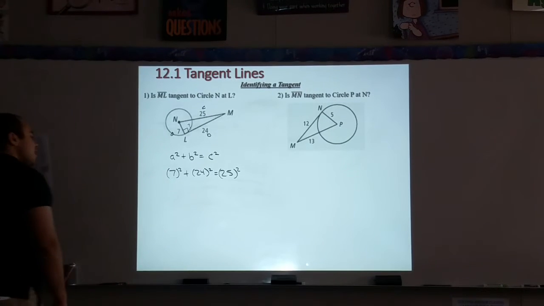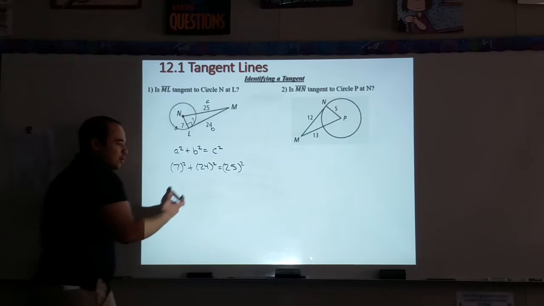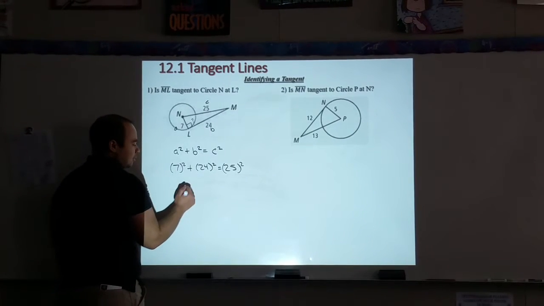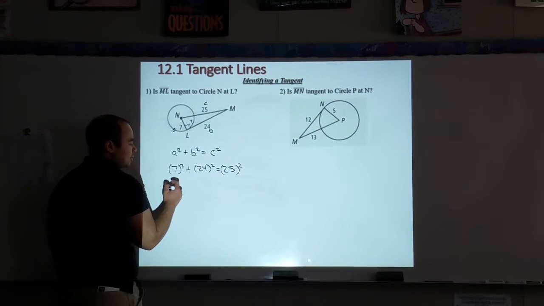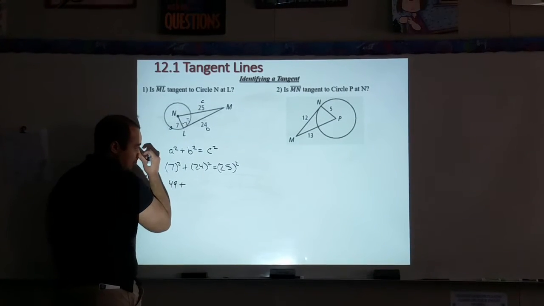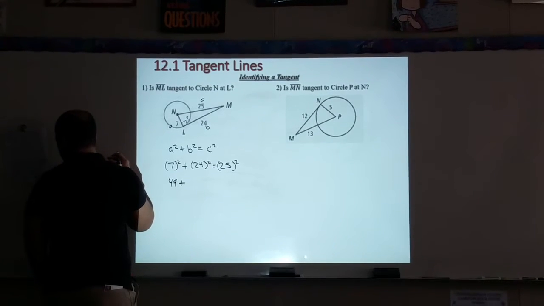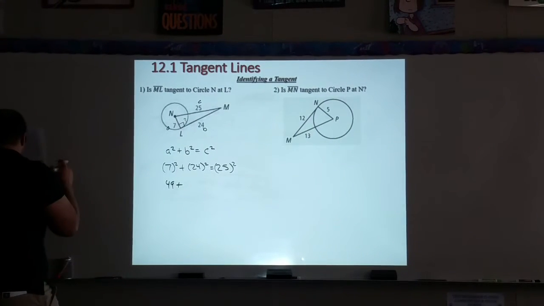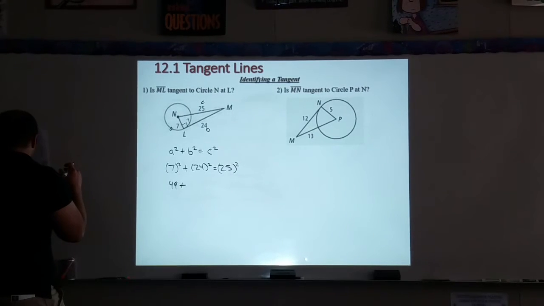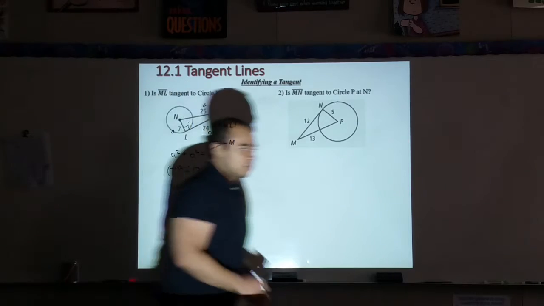So these two, 7 squared, 49, 24 squared? Ooh, that's the question. 24 squared, let's get a calculator. Do it in my head, possibly. Need a calculator. Pause the movie.